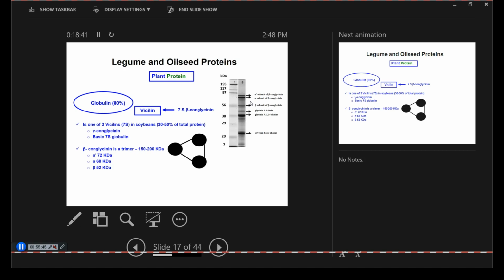So in soy, we have 3 vicilin types. One of them is beta-conglycinin, and it's the main one. But you do have gamma-conglycinin and basic 7S. But beta-conglycinin is the main vicilin in soy.